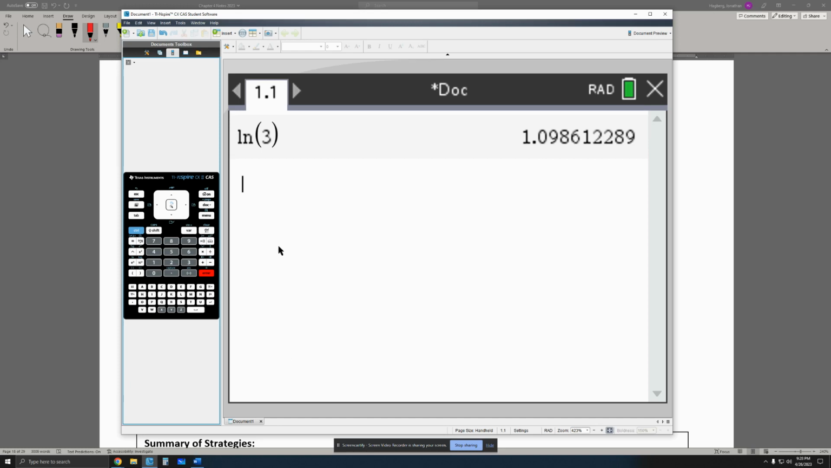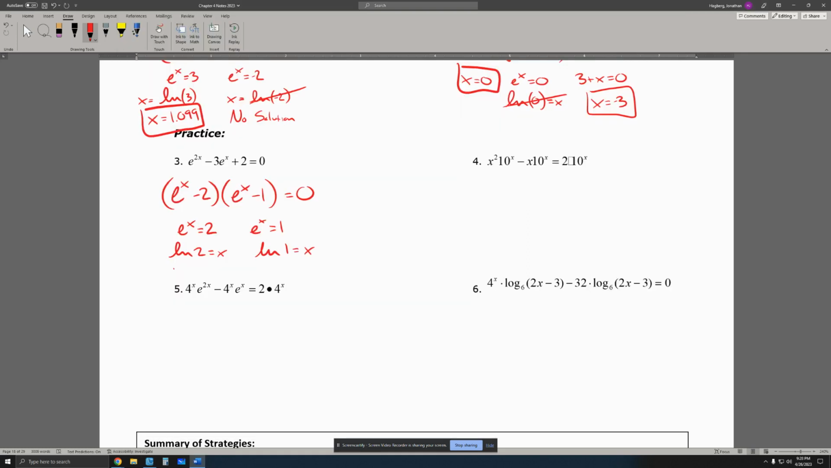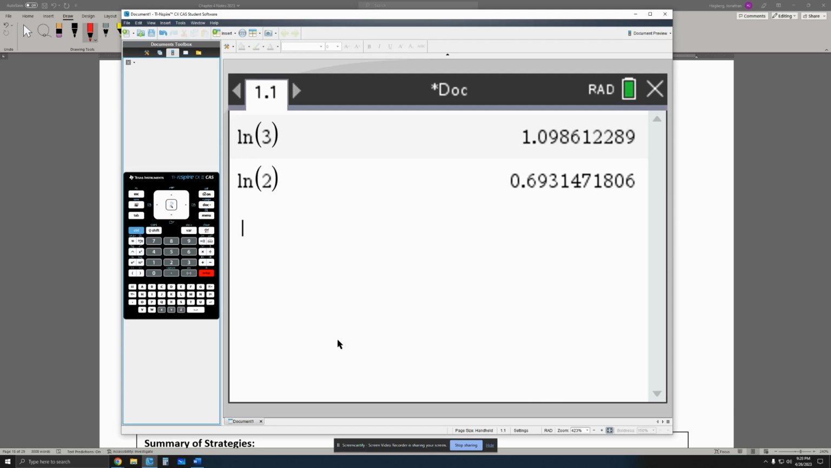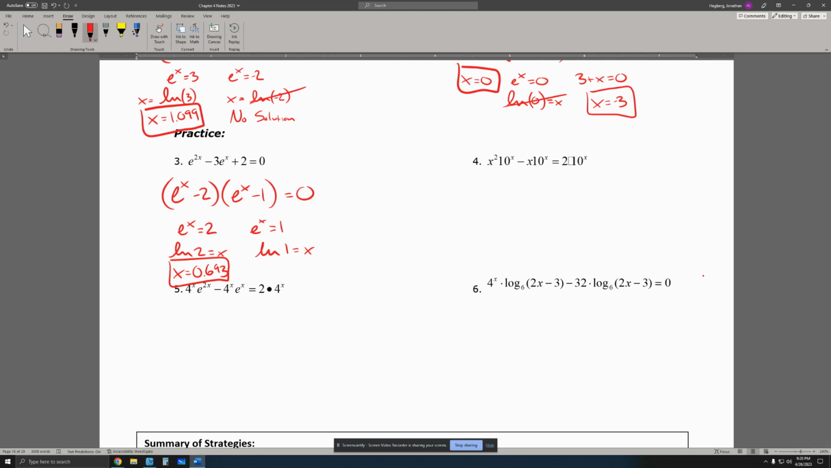So these are our answers, but let's go ahead and get a decimal approximation. So the natural log of 2, control enter, 0.693. And then also the natural log of 1, control enter, and we get 0, of course. Okay. All right, number 4.